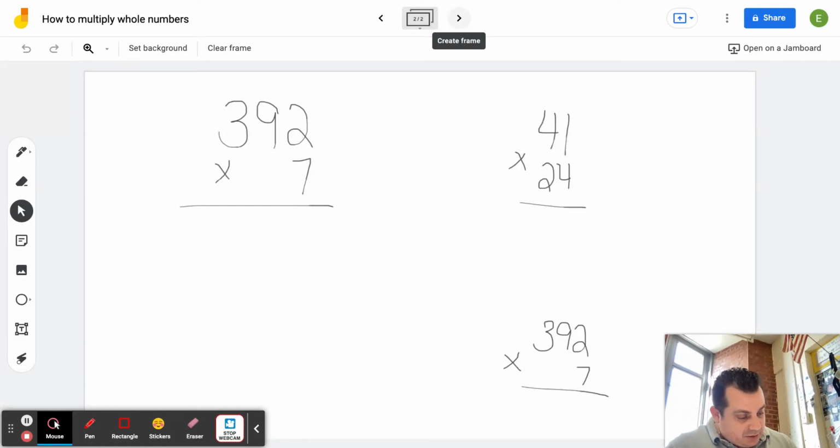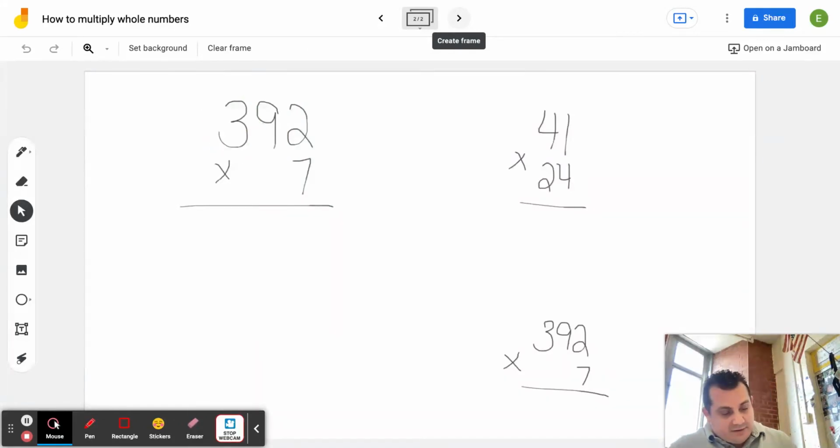We're going to do 7 times 2, then 7 times 9, which is really 90, and then we're going to do 7 times 3, which is really 7 times 300, because we know that this is our ones place value, our tens place value, and our hundreds place value.